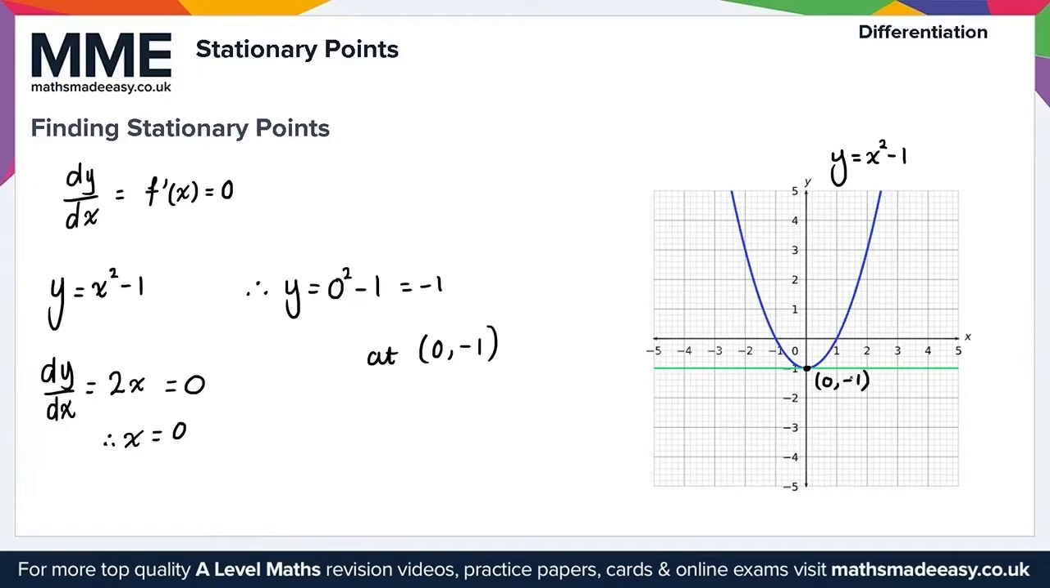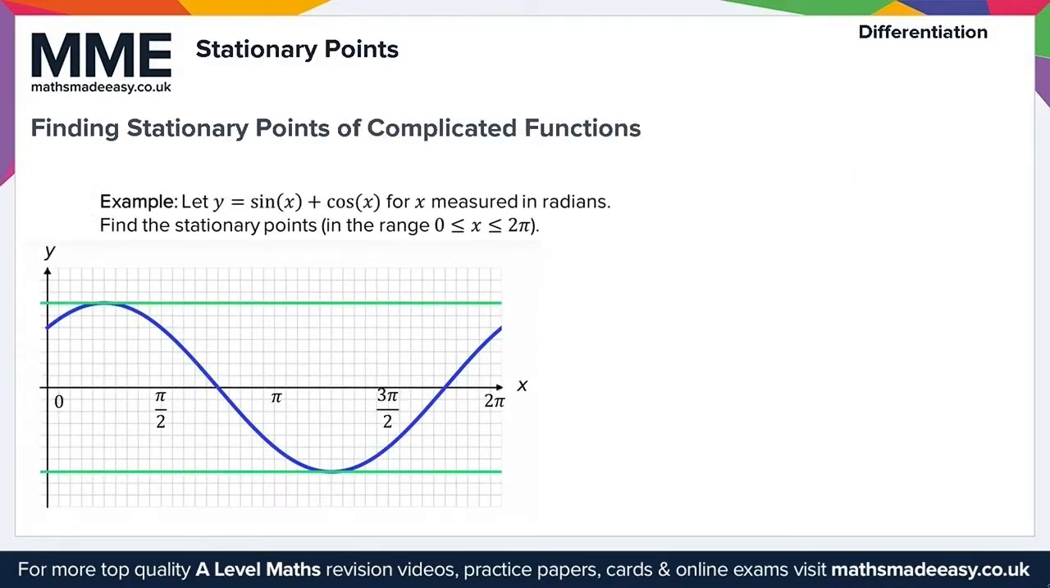So that gives us everything we need for finding stationary points. Moving on now to finding stationary points of complicated functions. Let y equal sine x plus cos x for x measured in radians. All we want to do here is find the stationary points in the range 0 to 2 pi. The first thing we need to do is find dy by dx. We differentiate term by term. Differentiating sine x gives us cos x, and differentiating cos x gives us minus sine x.